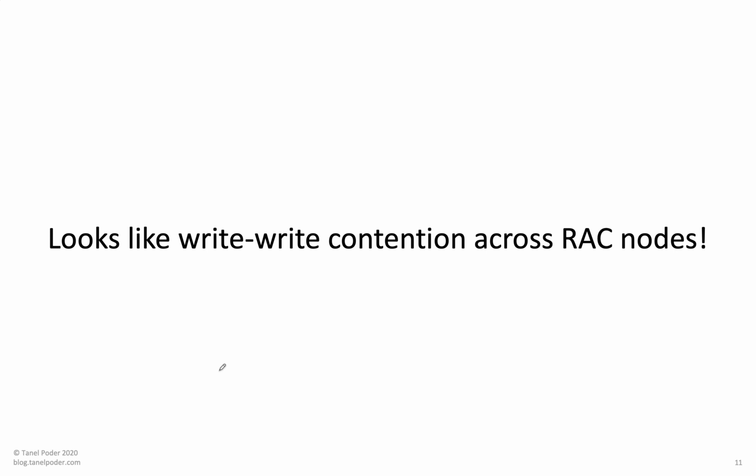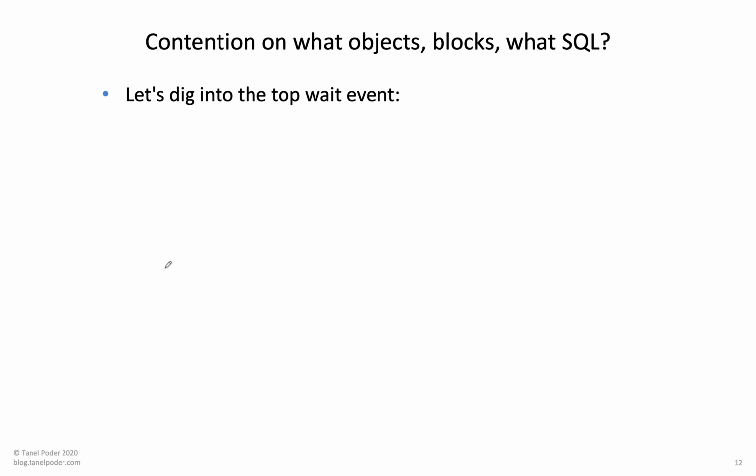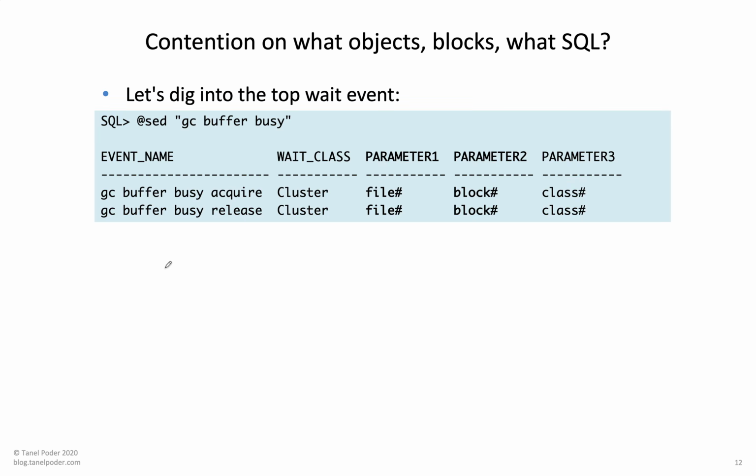Okay, so basically, because we had all these global cache wait events, it looks like write contention across RAC nodes. And now the next question is this: okay, what block is it? Especially since it's in a system tablespace. Why would we contend on a block in system tablespace when we are creating tables in a user tablespace somewhere, right?